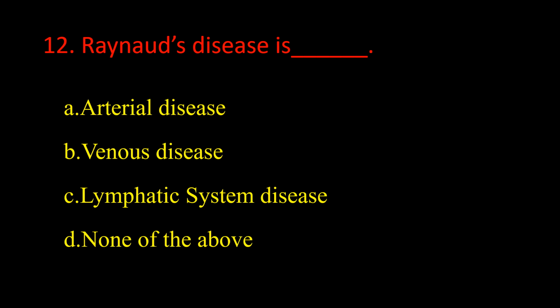Raynaud's disease is dash. Okay. A. Arterial disease, B. Venous disease, C. Lymphatic system disease, D. None of the above. So here the answer is arterial disease.